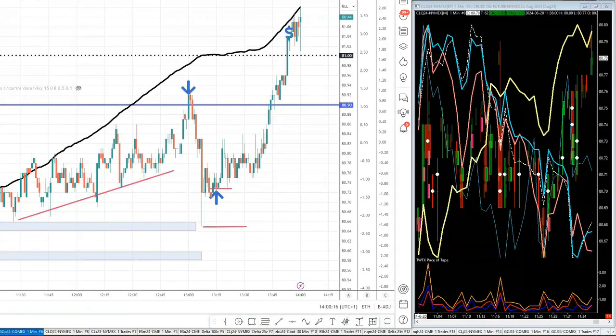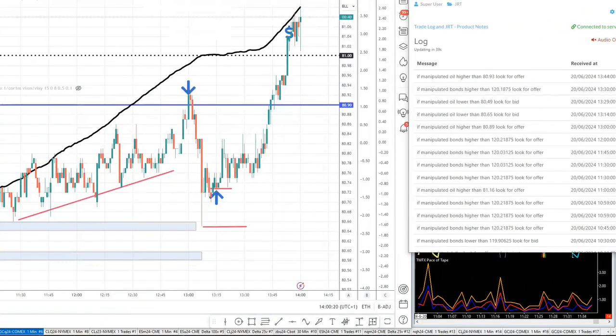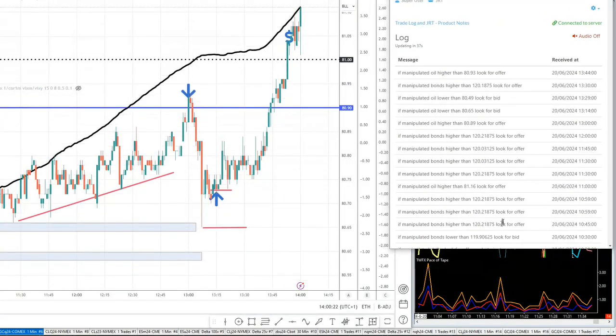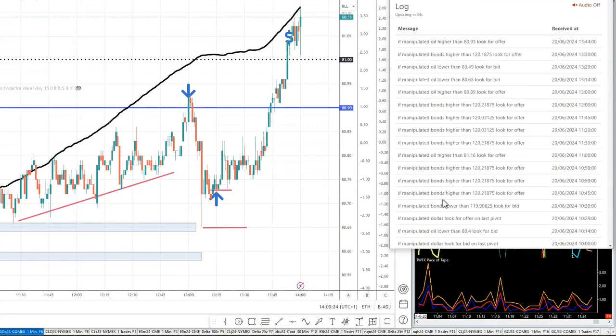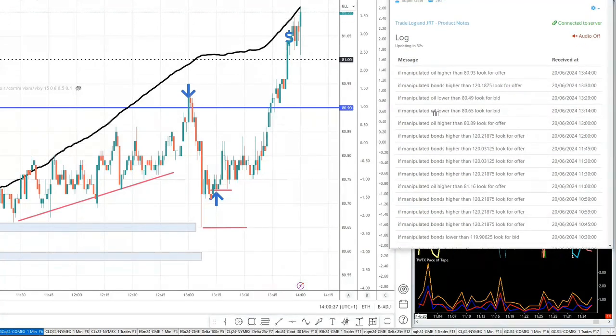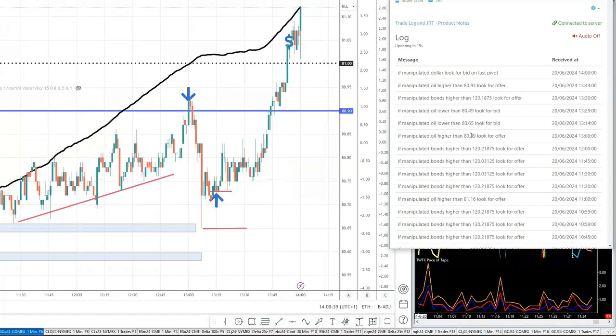Happen, and the movie is made around it. And what you can actually recognize from the trade log here is quite important. Take a look at, well, first of all, look at 1300 hours. If they manipulate oil higher than 80, there, see it? 80.89, 80.90, at 1300 hours.